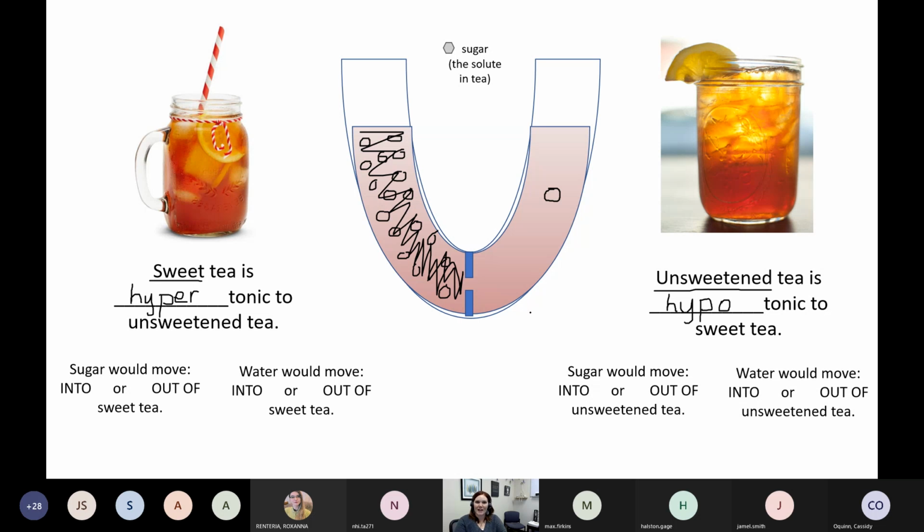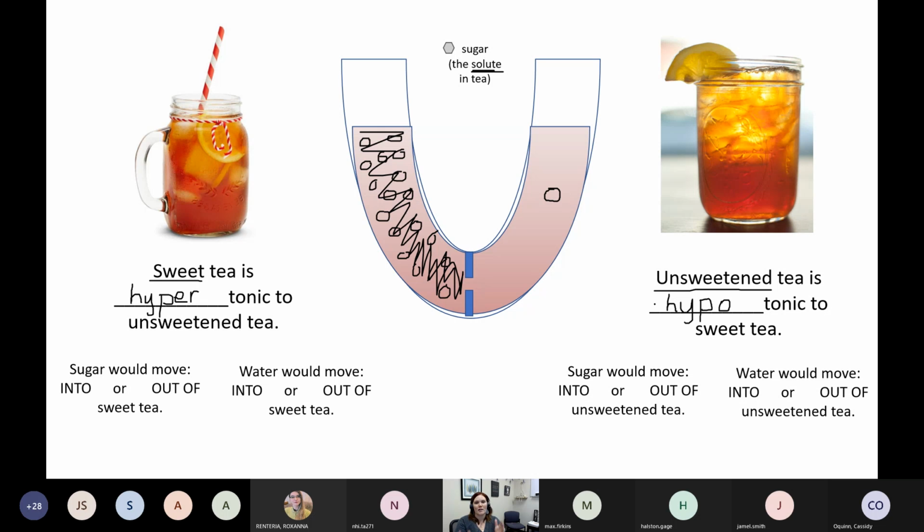So here's our two solutions. And we kind of already talked about this before, right? How we have a ton of sugar in sweet tea. We can see it all. And we have very little or even no sugar in our unsweetened tea. So when I'm talking about the solute, that's the dissolved thing. That's the sugar. And you guys accurately told me that sweet tea has more sugar in it. It has more of the solute. That's why I call it hypertonic. And you accurately told me that because I have less sugar in my unsweetened tea, that's hypotonic.